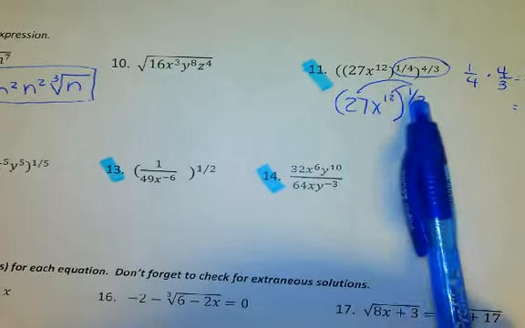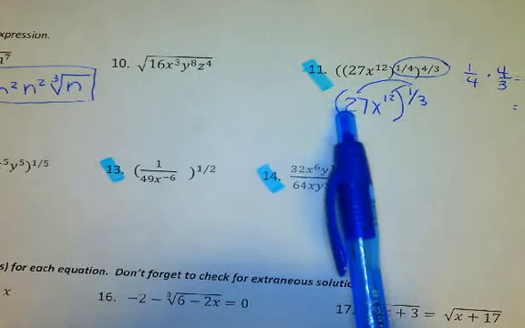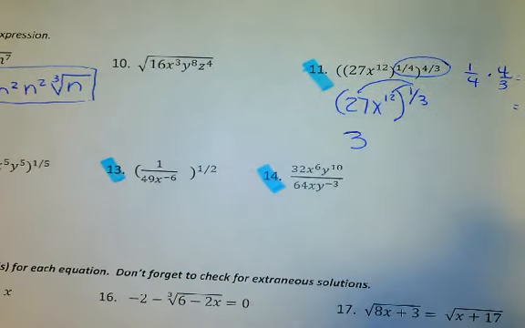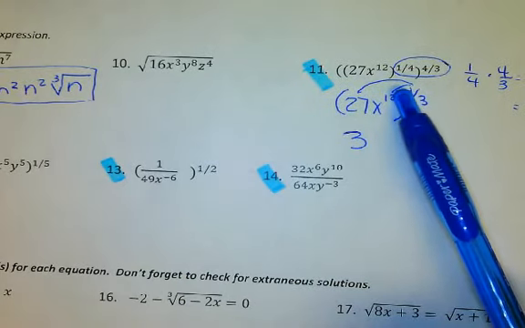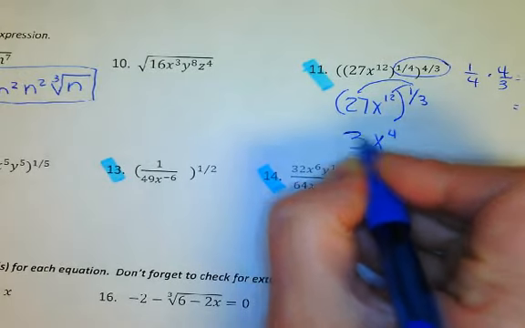Now, I know that when I'm taking something to the power of 1/3, it's really a cube root. I know that 27 is a perfect cube, so that's 3. And then if I multiply these two, 12 times 1 is 12, divided by 3 is 4. So 3 times x to the 4th.